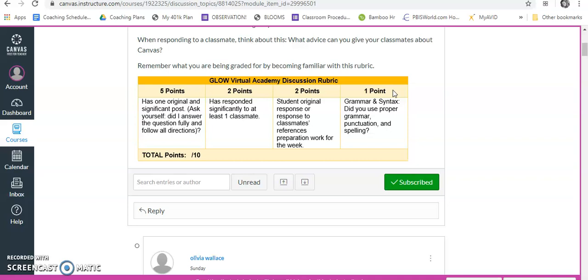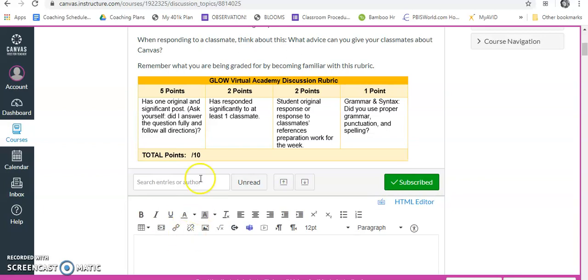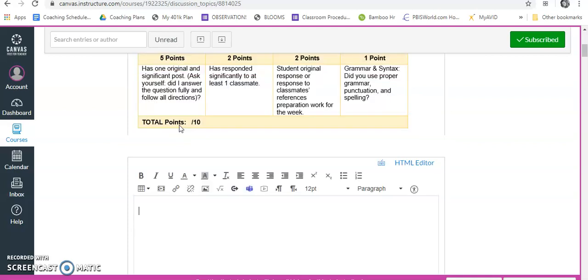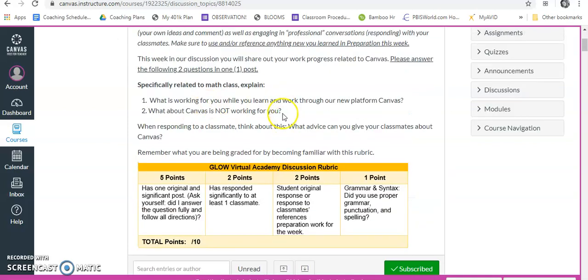Now we know what we need to talk about. We know how we're going to respond to our classmate, and we know how we're going to be graded. So we are ready to make our post. To make our post, we're going to come down to this box right here that says reply, and a text box is going to open up, and I can click in here and write my answer. I'm going to scroll back up and just reference my questions real quick. We have 2 questions to answer. 1, what is working for you while you learn and work through our new platform Canvas? And number 2, what about Canvas is not working for you?